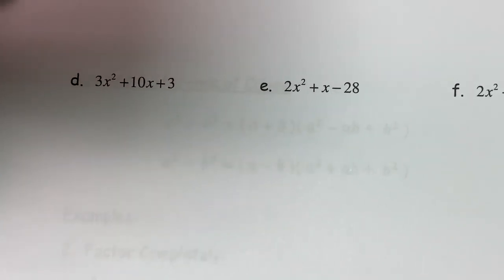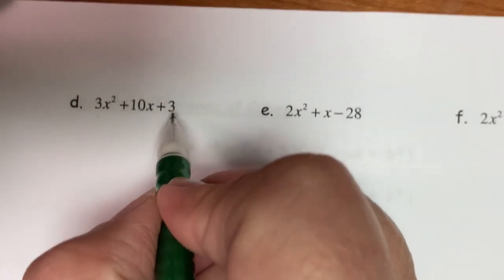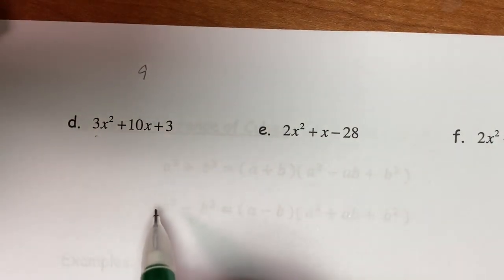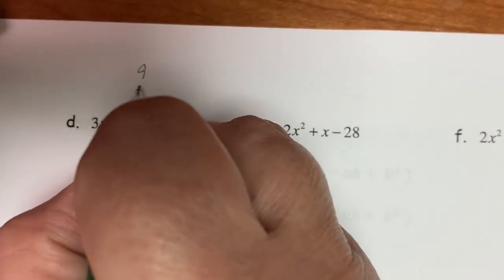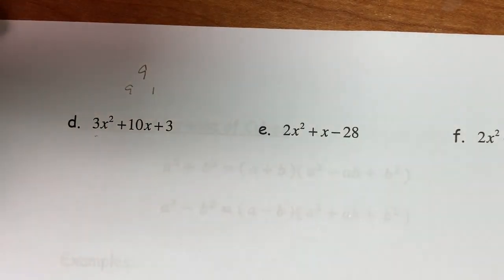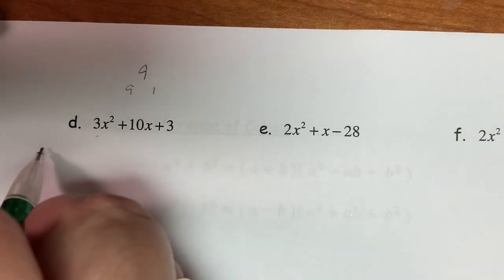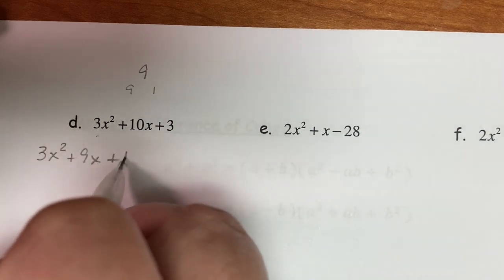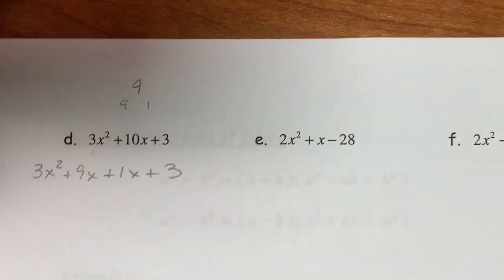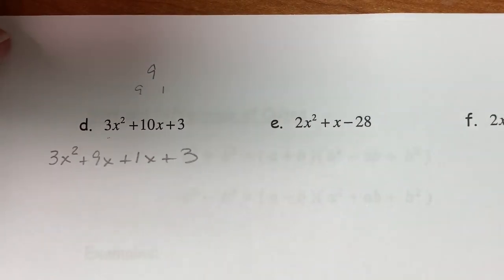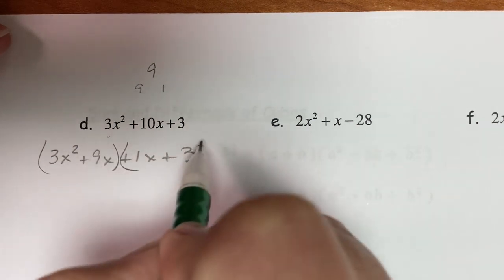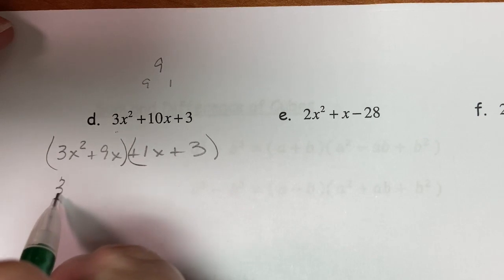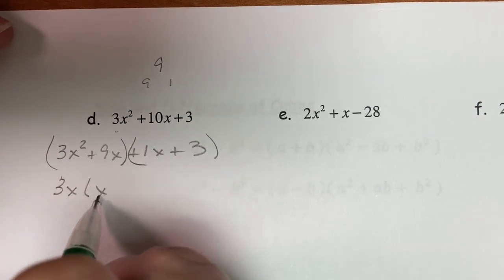All right, so let's look at this one. If I multiply 3 times 3, I get 9. So what multiplies together to get 9 and adds together to get 10? That's obviously going to be 9 and 1. So let's split it up into 3x squared plus 9x plus 1x plus 3. Now that there are 4 terms, I'm going to group them. Oh, this is an interesting one. I'm going to take a 3x out of the first group, which leaves me with x plus 3.